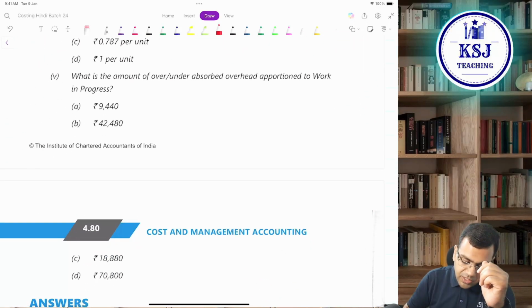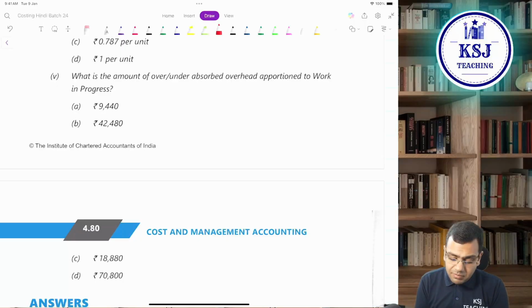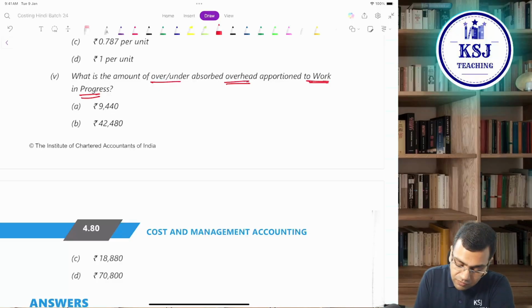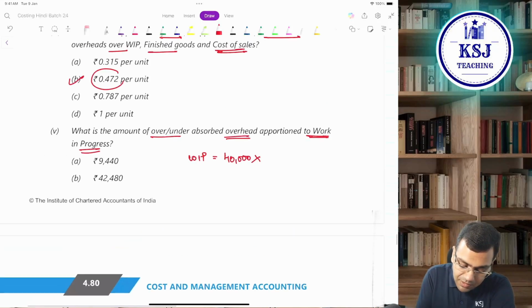What is the last MCQ? The last MCQ says, what is the amount of over or under absorbed overheads apportioned to WIP, right? So for that, what will you take? WIP number of units, 40,000, that is equivalent units, multiplied by this supplementary rate of 0.472. So that comes to 18,880.